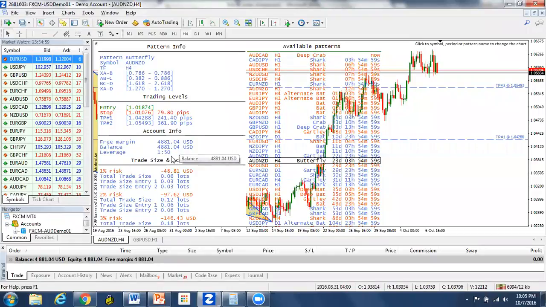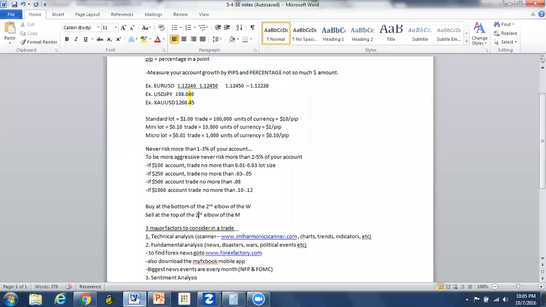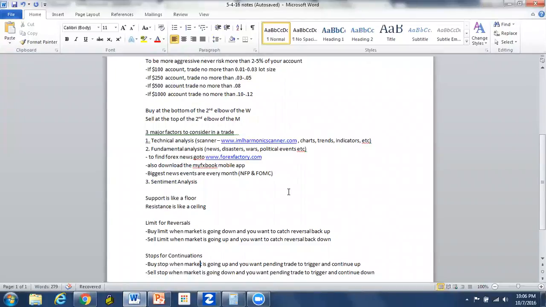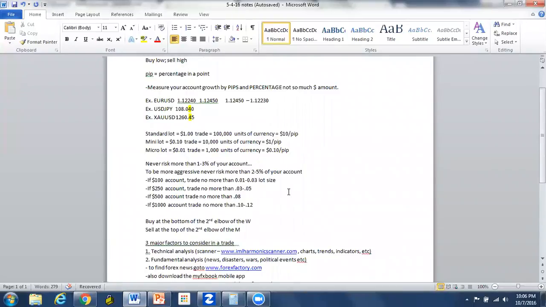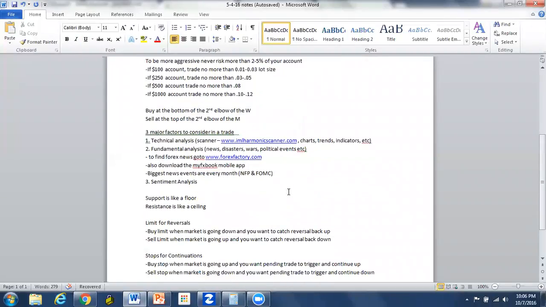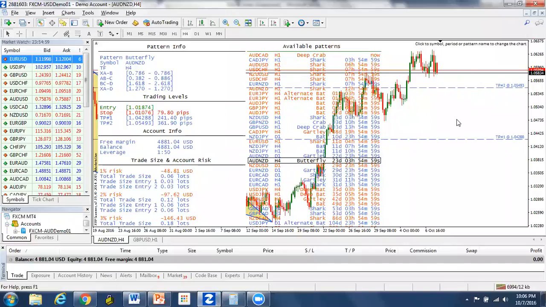So I covered the spread. I covered the bid ask price. Let me just cover one or two more things, and I'm gonna close out. I covered lot size. I covered pips. I covered percentage risk trades. I covered the types of analysis. I covered pending orders. Let me just show you some basic Forex strategy, support and resistance.